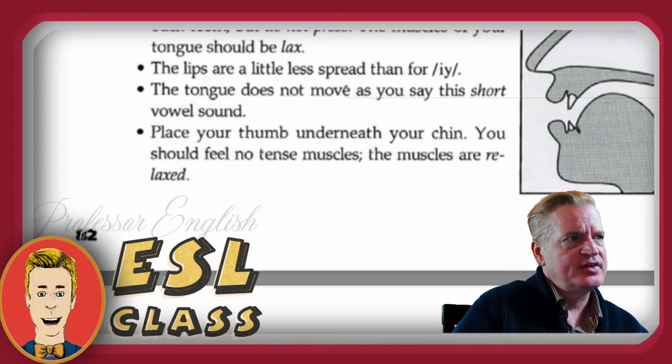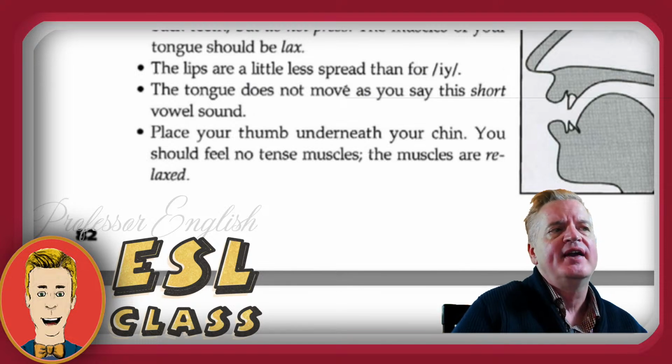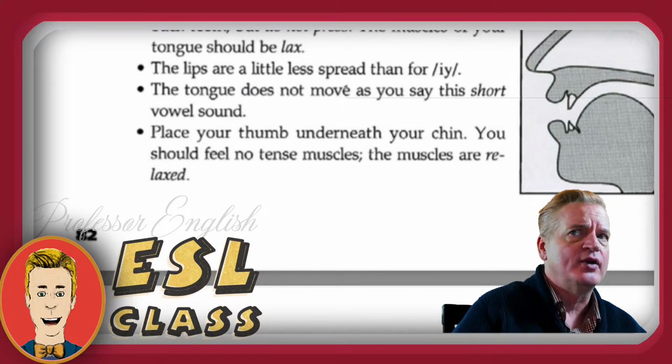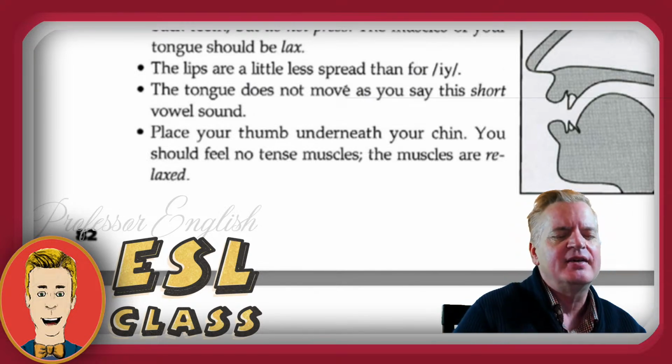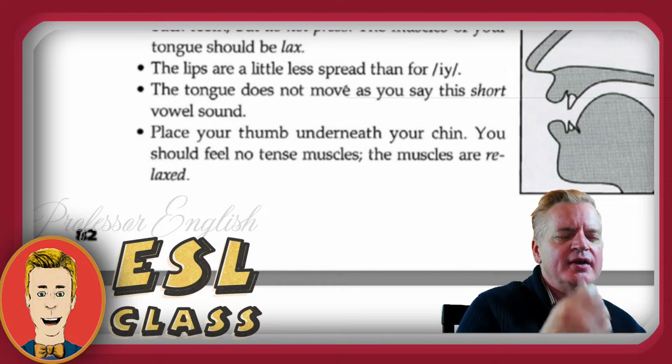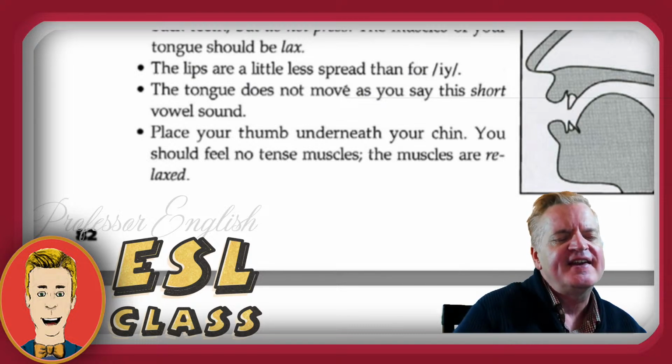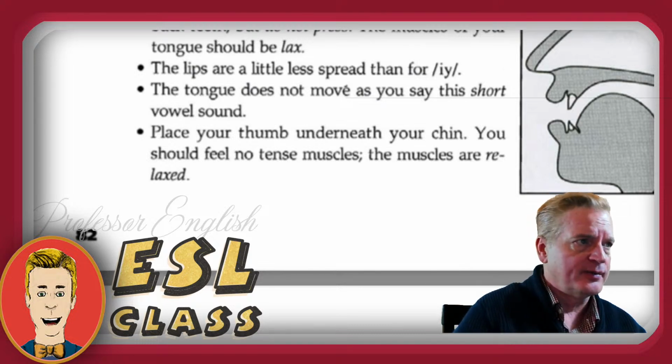I. The lips are a little less spread than for E. The tongue does not move as you say this short vowel sound. So don't move your tongue. Everything is relaxed. Nothing is moving. Maybe your lips a little bit. I. Then you push out some air from your throat. I. Don't move your tongue.